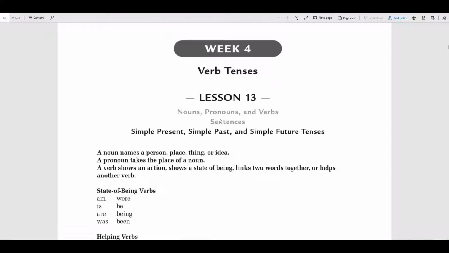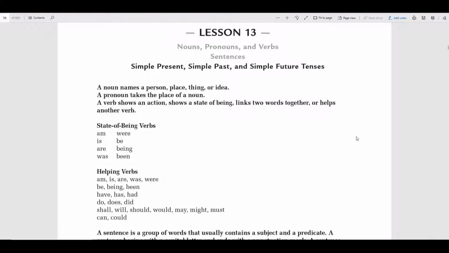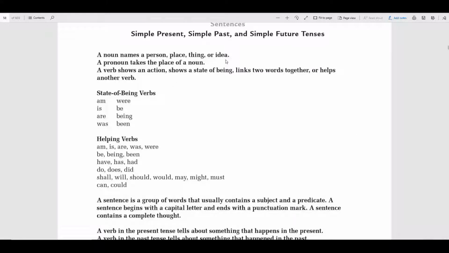All right, so we're going to work on lesson 13 this week. We're going to be doing nouns, pronouns, verbs, sentences, and then simple present, simple past, and simple future tenses of verbs. A noun names a person, place, thing, or idea. A pronoun takes the place of a noun. We know that. A verb shows an action, shows a state of being.